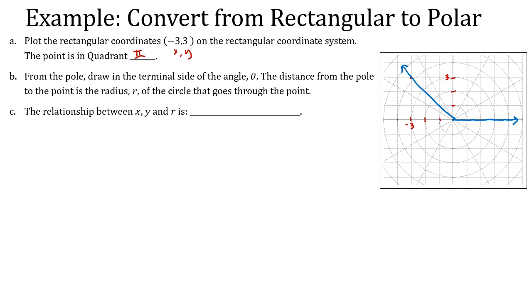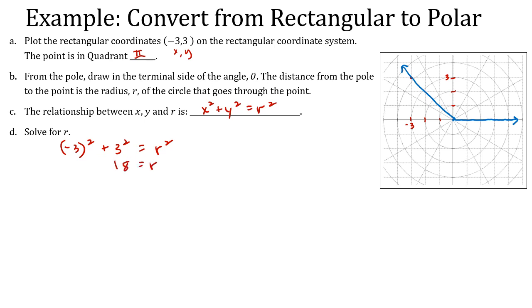Part C, we know that the relationship between x, y, and r is that x squared plus y squared is equal to r squared. So we're going to use that to solve for r. So I'm going to write that (-3) squared plus 3 squared is equal to r squared. So that's going to give me 9 plus 9, which is 18.